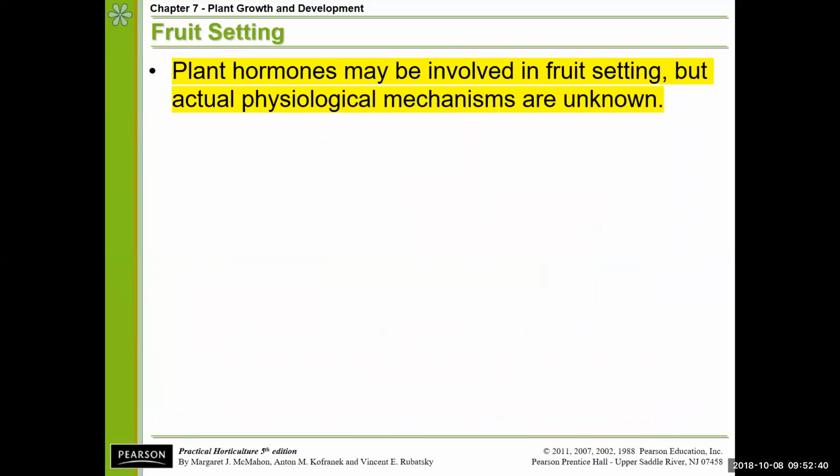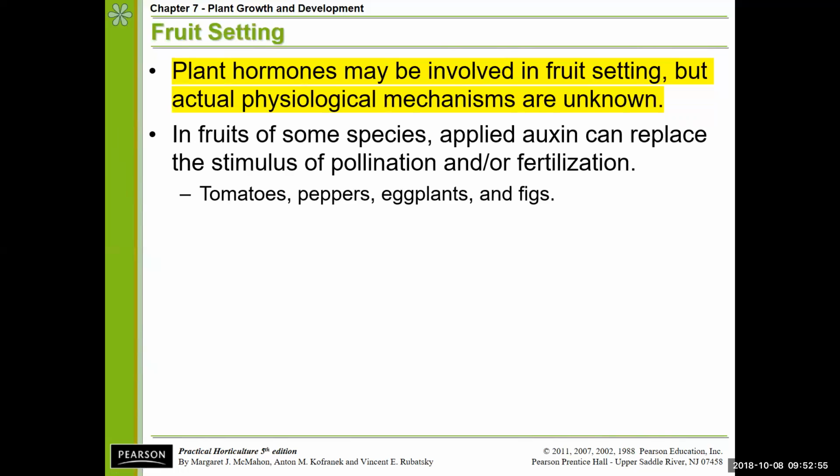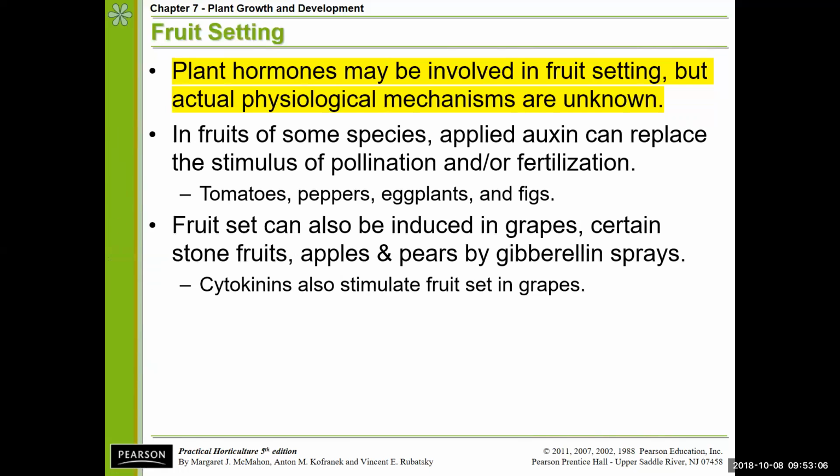Plant hormones, we're going to talk quite a bit about today, and they can be involved in fruit setting. However, the actual physiological mechanisms of that are still, to this day, unknown by plant scientists. In some cases, we can actually externally apply these plant hormones to replace the stimulus of pollination or fertilization. And the particular application of other hormones can induce other fruits to set better.